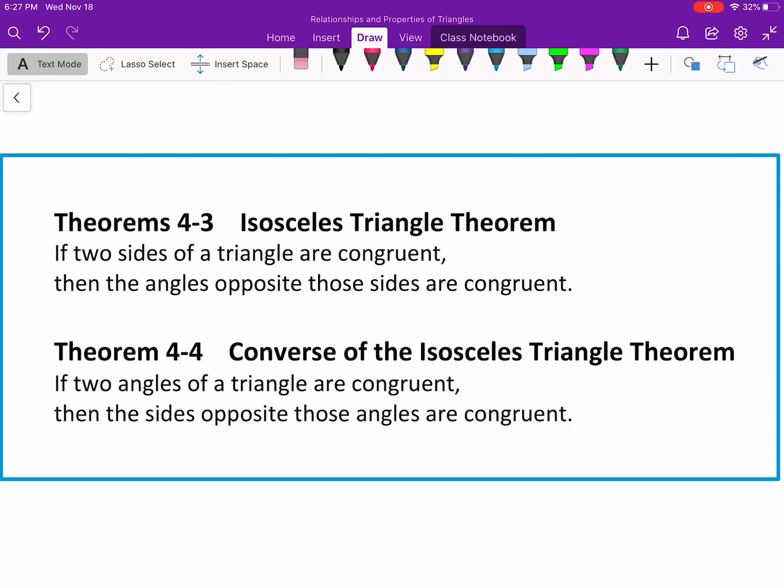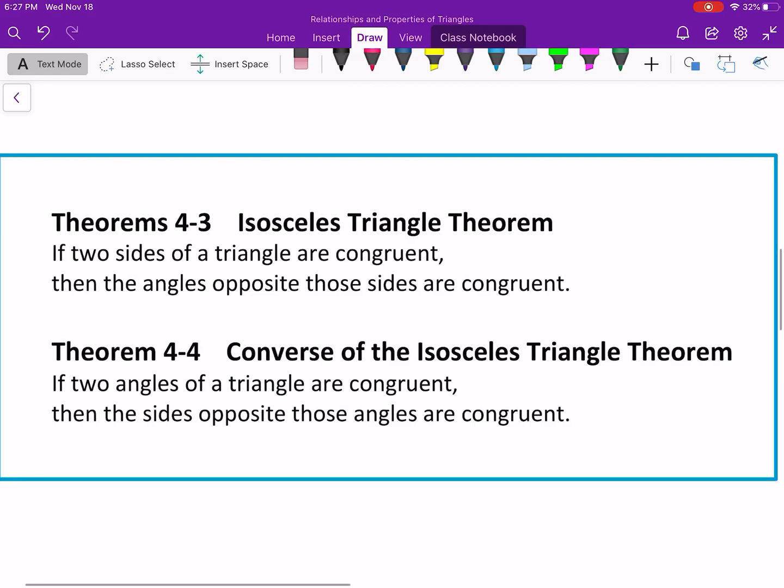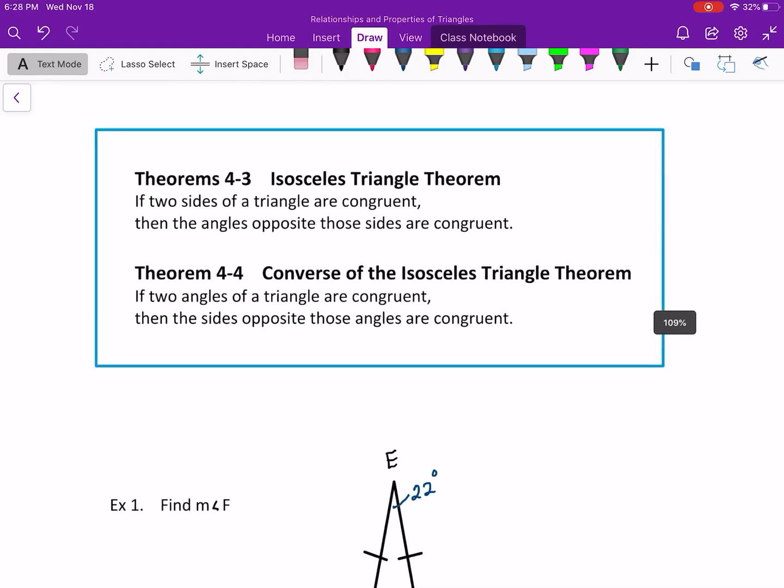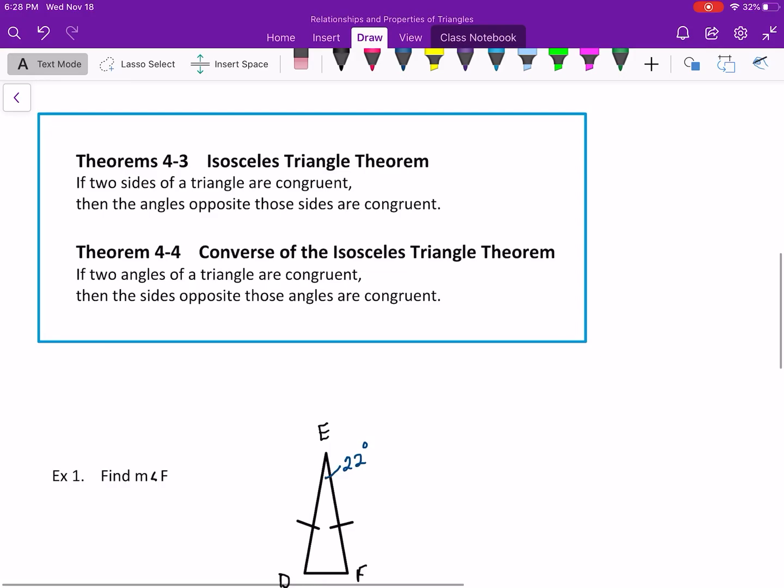The converse of that theorem, remember, a converse exchanges the hypothesis and the conclusion. The converse says if two angles are congruent, then the sides opposite those angles are congruent. And that's what you discovered in looking at that GeoGebra exercise. So let's use these theorems. I have 3 examples. We're going to use them.